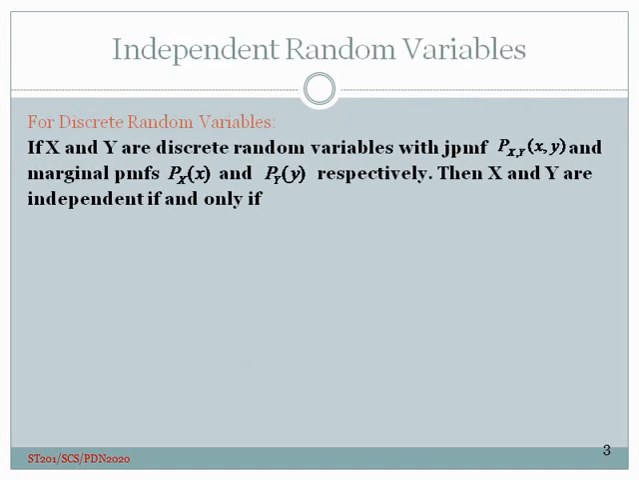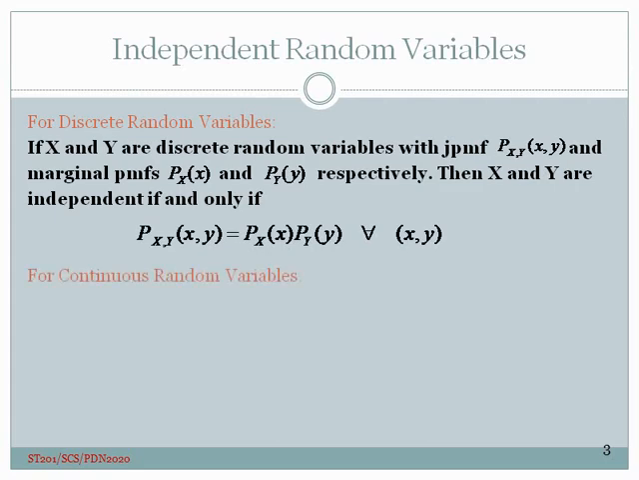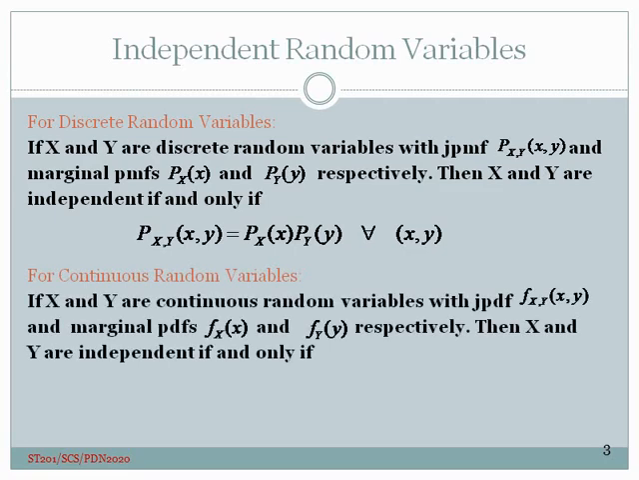Here are the definitions. For discrete random variables, if the product of the marginal PMFs, that is Px and Py, is the same as the joint PMF of x and y, we can say that x and y are independent. This condition should be satisfied for all pairs of x and y. For the continuous case, if the product of the marginal PDFs, that is fx and fy, is the same as the joint PDF fxy, then we say x and y are independent.